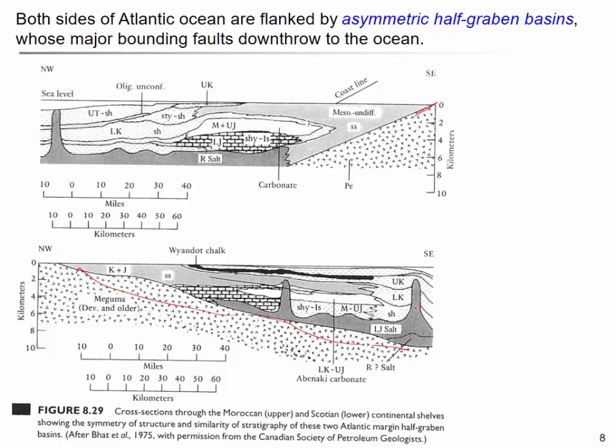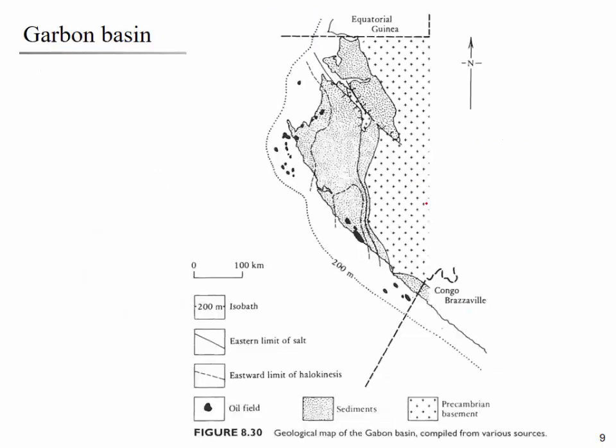And you have a salt dome, this one, and chalk. What is that? Here is the carbonate limestone. So, this is Morocco. It's near Africa. This is Scotland. And another famous example is the Gabon Basin, just on the west side of Africa.